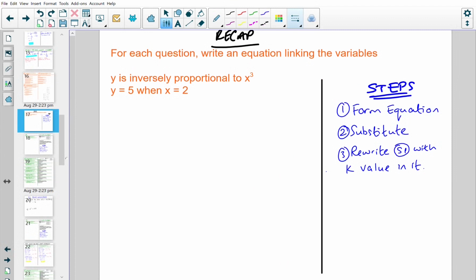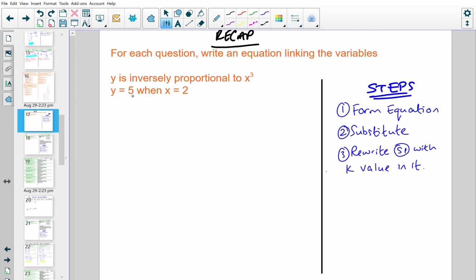Now before we move on to a model example on P1, first of all, I'd like to recap the last learning outcome of the fluency, which was F6. Again, the steps on the right hand side are exactly the same. First and foremost, we form the equation, then we substitute to find the value of k, and then we substitute k back into step 1 to find the final answer.